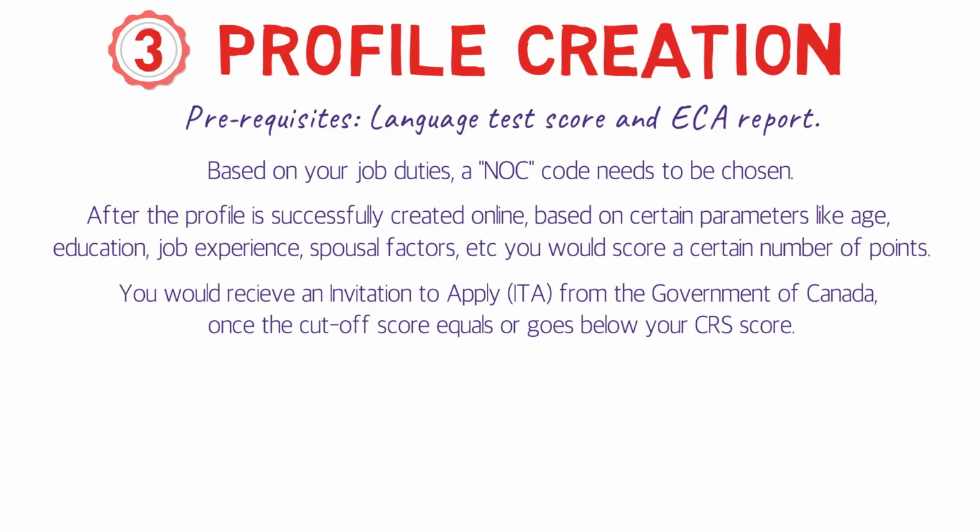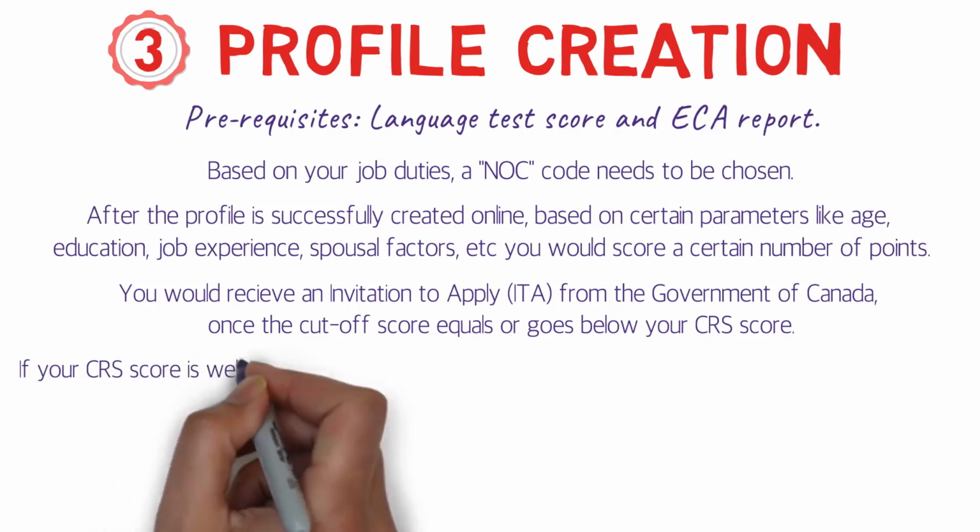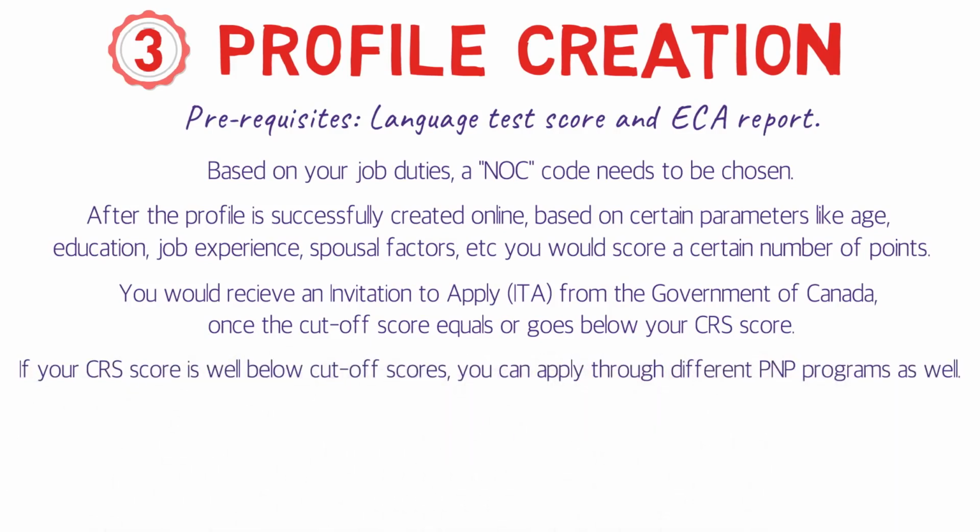So let's say that if your CRS score is 445 and when the next draw is conducted, the cutoff score is 449. So in that case, you won't get the ITA. Now, when the cutoff score comes below 445 or equals 445, then you would get your ITA. So this is the complete concept. And apart from this, there's a concept of tie-breaking rule, but I won't get deep into it in this video at least.